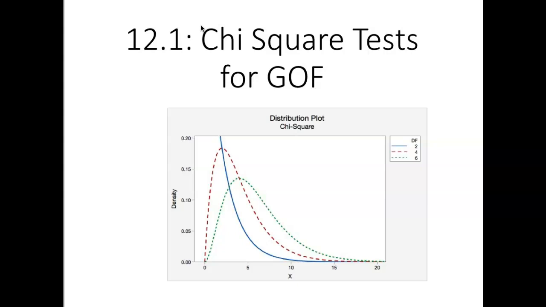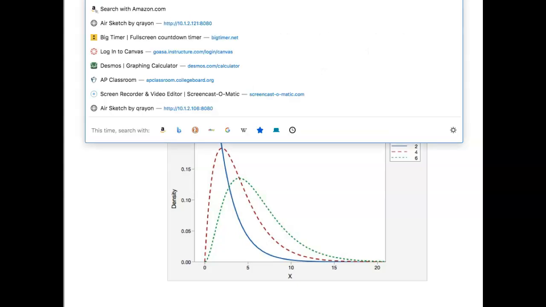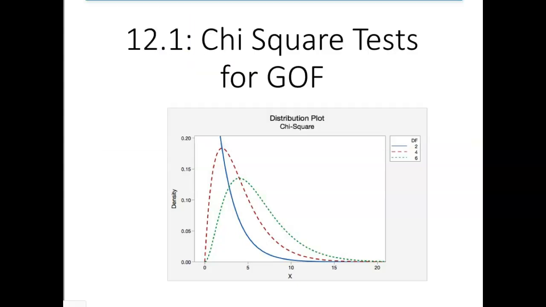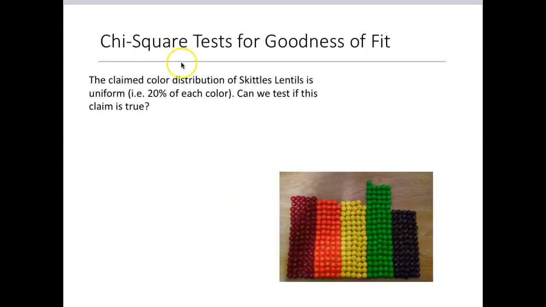So the colors we have are what? We got red, yellow, green, orange, and purple. So 5 colors, which means if it's uniform, each one of them should constitute 20% of the package, right? 20% for each color. So what we want to do is test and see if that distribution is correct. Now we're testing multiple proportions at once, not just a single proportion, and that's what we're going to use this chi-square test for goodness of fit for.